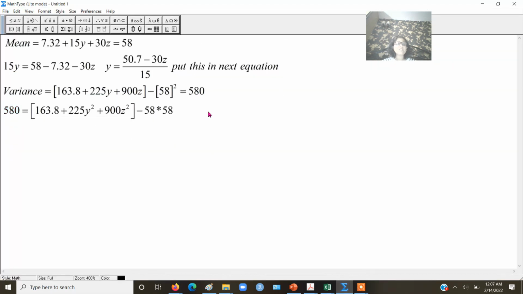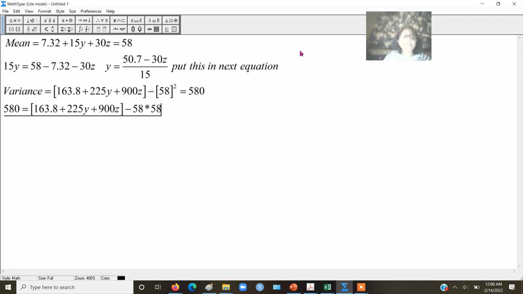So you now have two equations. From the first equation you have got the value of y in terms of z. So if you put this value of y here, you can easily solve it, and you will get the value of one variable, and once you have the value of one variable, you can easily find the value of the other. So this is how you can easily find the missing frequencies, right?